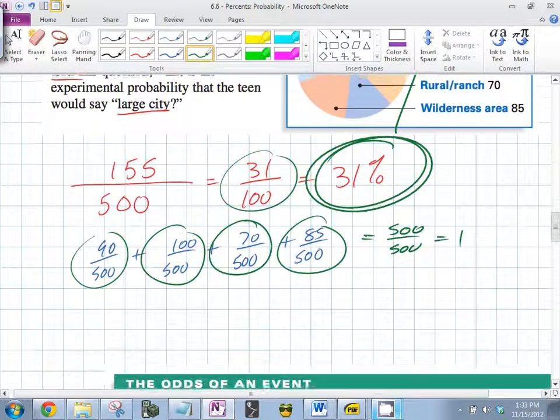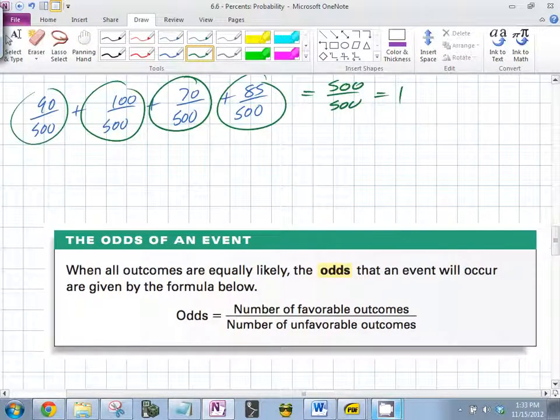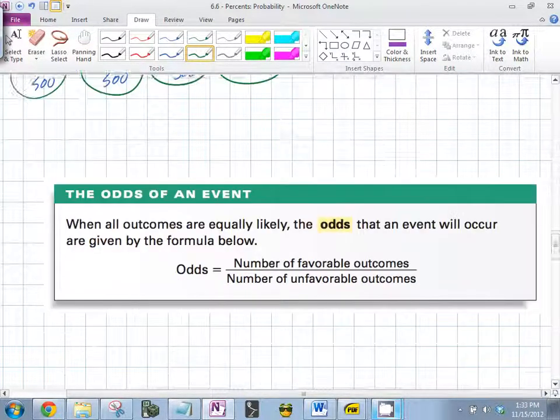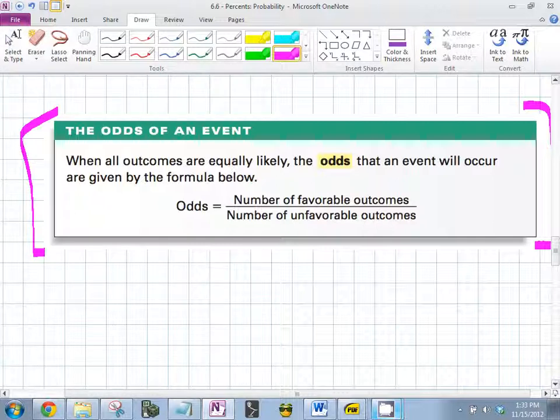Now, there's also another way to describe probability, which is the odds of an event occurring. It's a little tricky, so it's important that you really understand what this says. When all outcomes are equally likely, the odds that an event will occur are given by the formula: odds equal the number of favorable outcomes over the number of unfavorable outcomes.